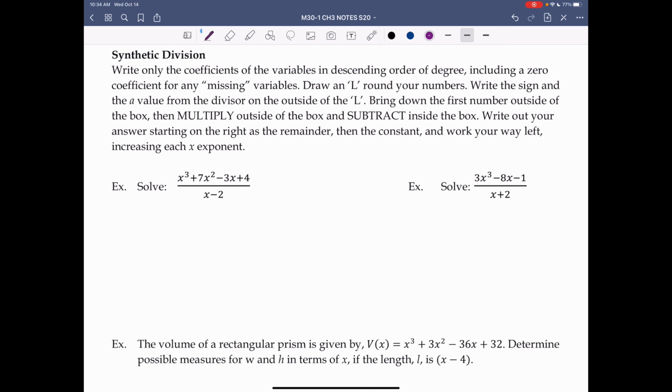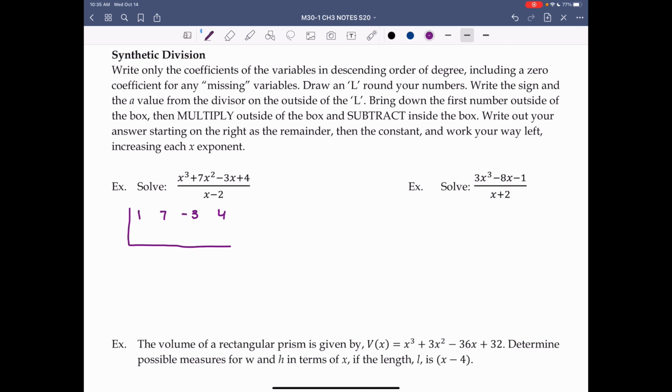We write the coefficients of each of our terms. So 1 for x cubed. Then we have 7 for 7x squared. Then we have negative 3 for negative 3x. And then we have 4. We draw an L shape and leave some space below the numbers. And we put the sign and the a value from our divisor on the outside.